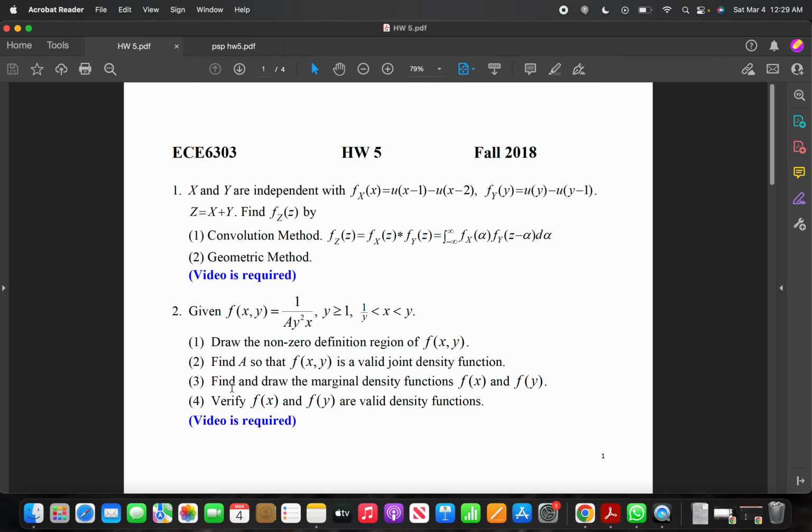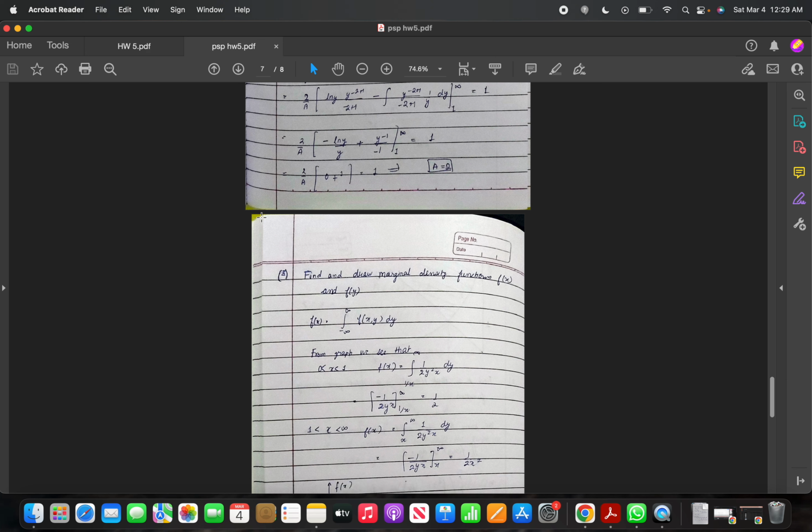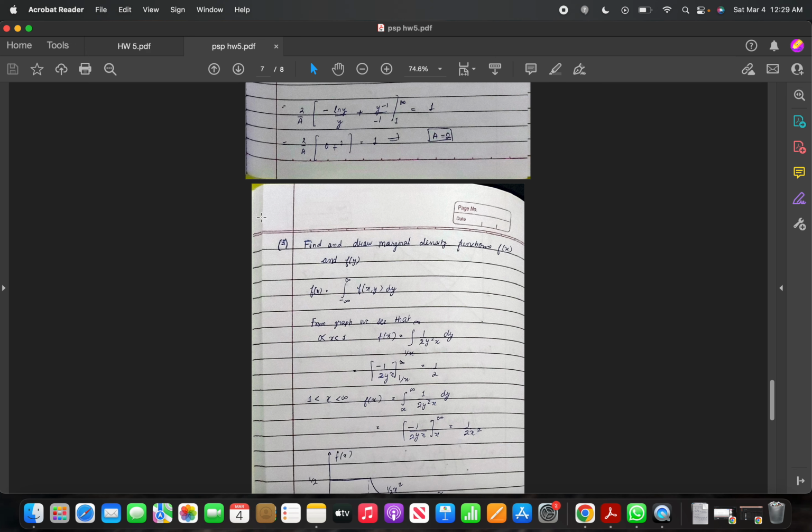Now for the third part, we need to find and draw the marginal density functions f of x and f of y. So for marginal density, we integrate the joint probability density function over the other variable. So if we need to find the marginal density function f of x, then we'll integrate the joint probability PDF over y, which is the other variable. So f of x will be equal to the integral of f of x, y dy from minus infinity to infinity.